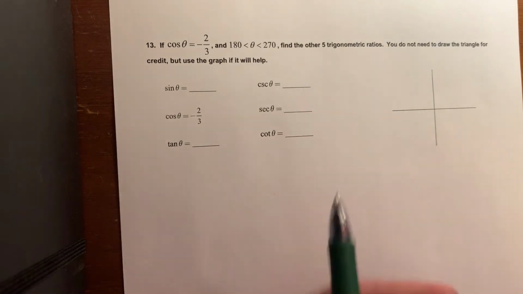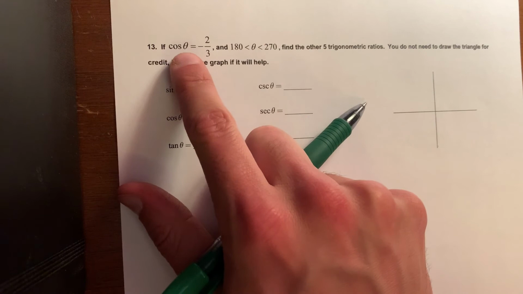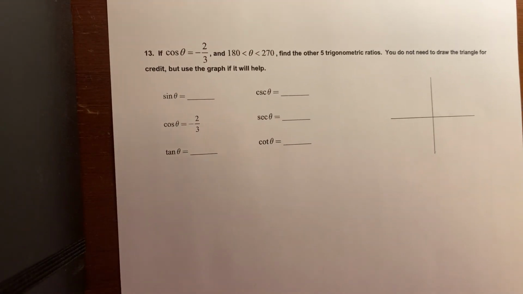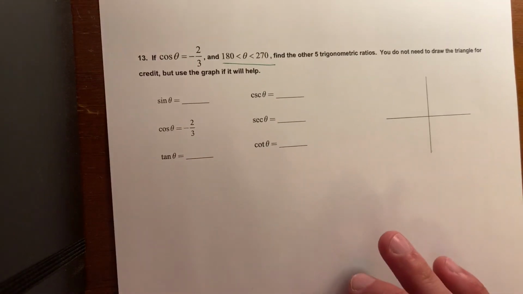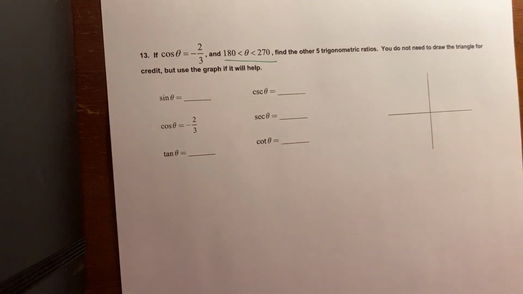Okay, so let's just think about this for a second. What do we know? We know that the cosine of this equals -2 over 3. And what else do we know? We know that my theta angle is between 180 and 270. So that's clueing me into where my terminal side ends up.